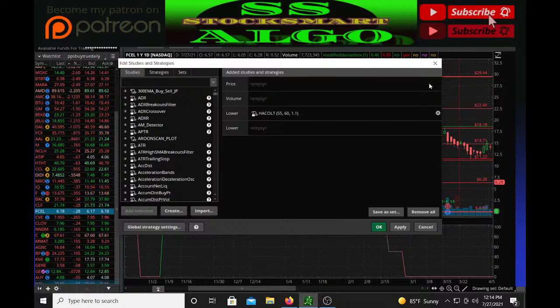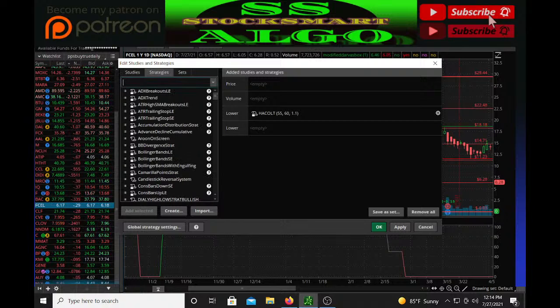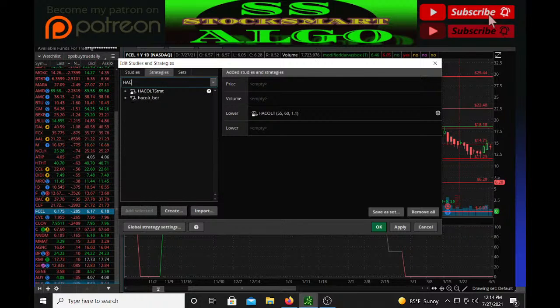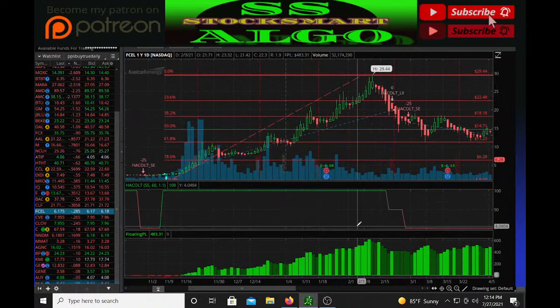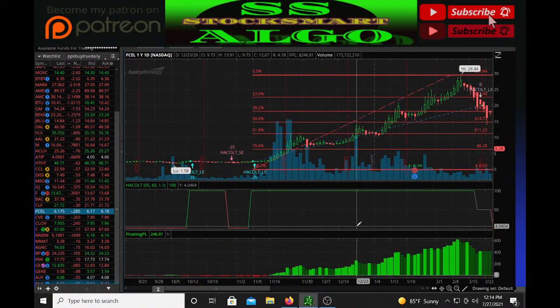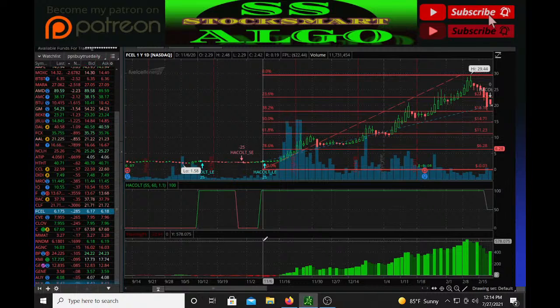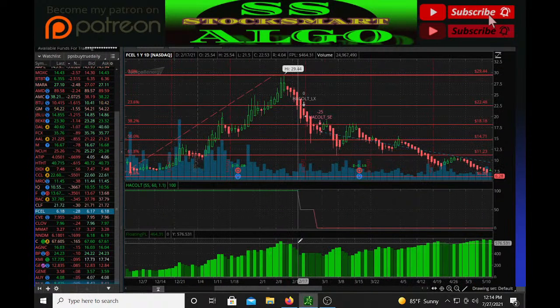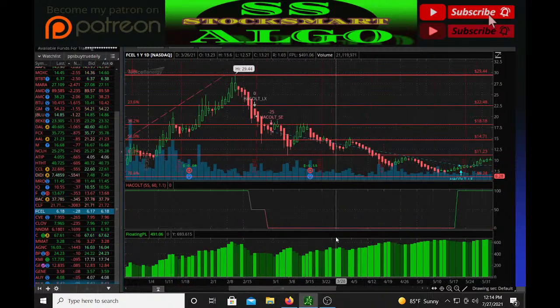All right, so let's take away the modified Darvis box here. Let's go into strategies. And let's see if we can find the HA Colt strategy. All right. And we'll see how that plays out compared to the regular HA Colt. Looks like it does register a buy signal. It doesn't quite register sell signals that well, but there's one. And there's the signal to short it.